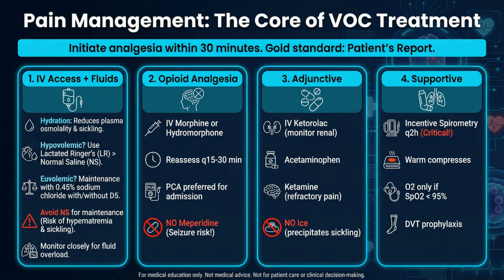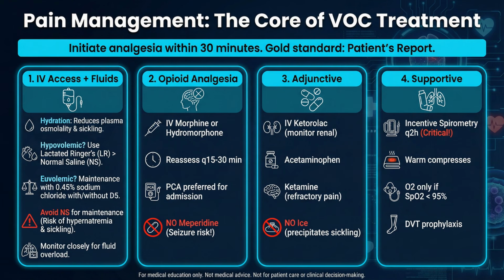Third, adjunctive analgesia. A short course of intravenous ketorolac can be very helpful, but monitor renal function. Scheduled acetaminophen is also useful. For refractory pain, consider a subanesthetic ketamine infusion. And another important negative, do not use ice or cold compresses, as cold can precipitate more sickling.